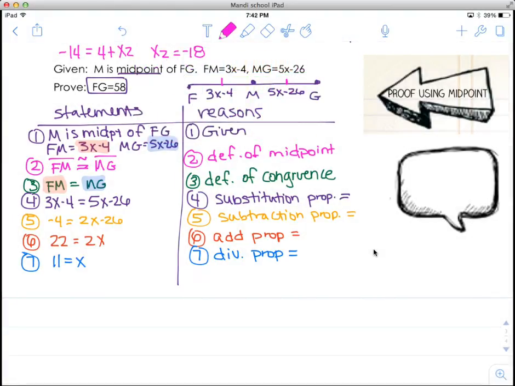And we have a segment addition postulate that tells me that if I add two smaller segments, so if I add segment FM to segment MG, I get segment FG, which is perfect.